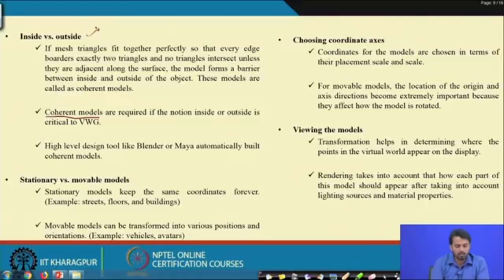Then, if you are considering stationary or movable models, stationary models keep the same coordinates; the coordinates will not vary, they will stay intact. Similarly, movable models can be transformed into various positions and orientations. Some examples of stationary models are streets, floors and buildings. Similarly, some movable models are vehicles and avatars. Stationary and movable models can be achieved with the help of three kinds of treatments.